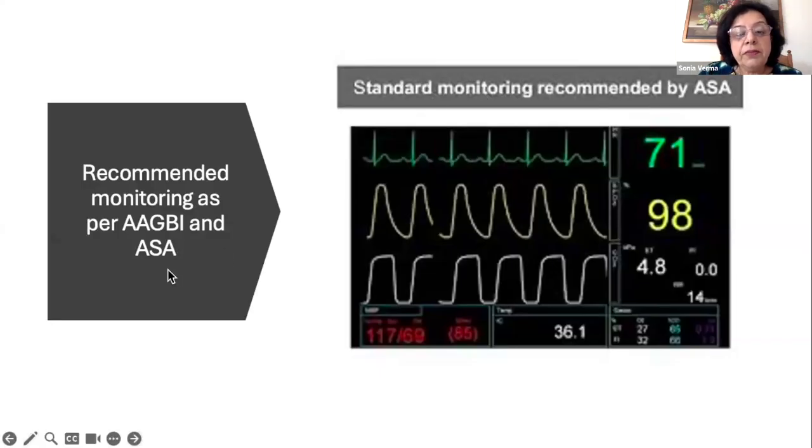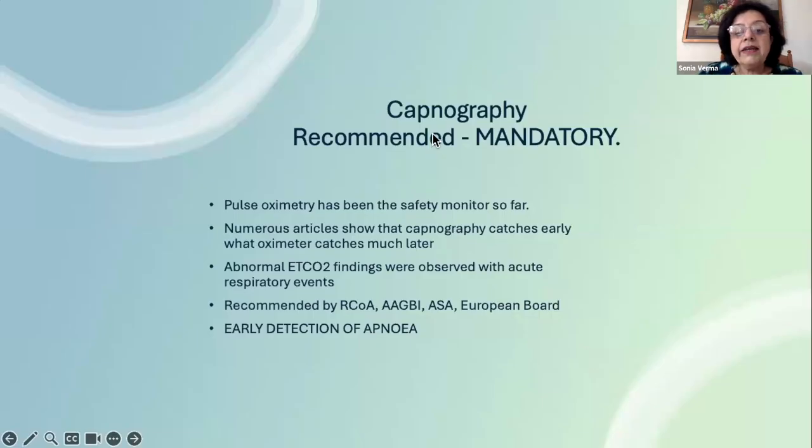As per the AAGBI and the ASA, this slide is depicting what we just said. So we've got the ECG, pulse oximeter, capnograph, blood pressure, and temperature only for long cases. As I said, capnography at the moment is recommended, but soon will become mandatory. So far, pulse oximeter has been considered an okay monitor for sedation, but numerous articles now are showing that capnography catches early apnea, which the pulse oximeter catches much later.